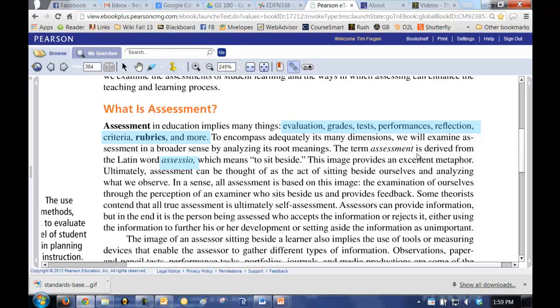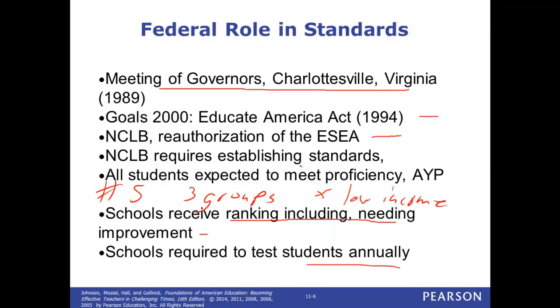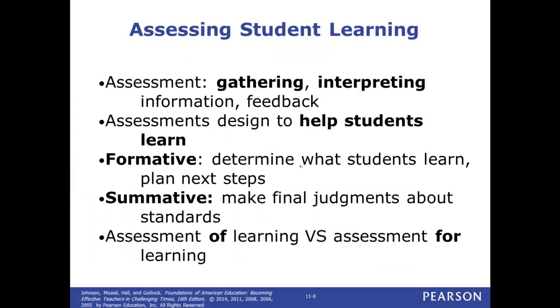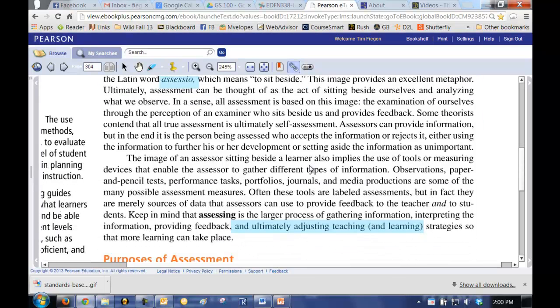The term assessment is derived from the Latin word assessio, which means to sit beside. So you get to have that. That's your number 6. I want you to put that right here. 6. What is this? What is it from? Assessio, and what that means. Assessment is designed to help students. It's gather, interpret, feedback, the whole idea, and those are honorable things. What they're about: to sit beside.